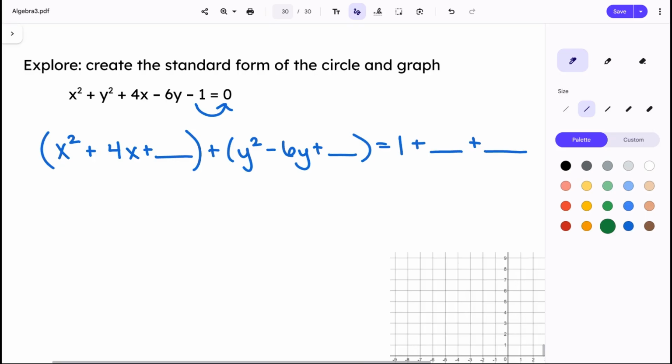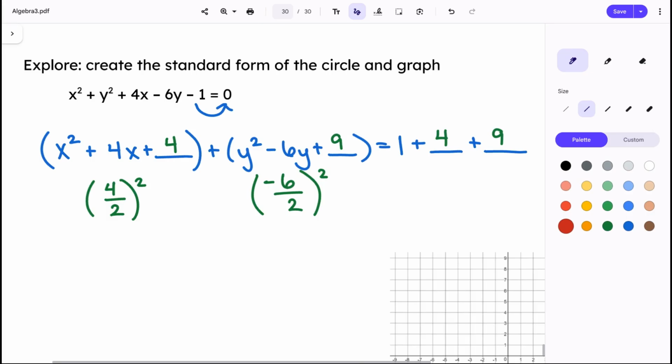Okay, I've got it rewritten. I've got all my blanks. I've moved that 1 over to the other side. Let's start the completing the square process. So for this first set, what do we need to do? Take half of the 4. What's half of 4? 2. And if you square that, 4. Over here, -6 divided by 2 is what? And -3 squared is 9.